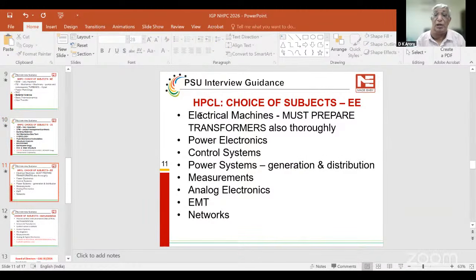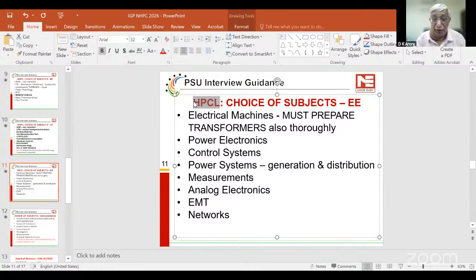When we talk about electrical engineers, the subjects which obviously have always been important will be electrical machines. Transformers have to be prepared. And when we say machines, we are talking about AC machines, DC machines, synchronous machines, all three. Power electronics can be prepared. Control systems can be prepared. In power systems, the generation part will be more important. Transmission obviously does not have any role in NHPC because once the power is generated, it gets handed over to the grid organization and they take care of the transmission part. But NHPC is primarily concerned with the generation part.